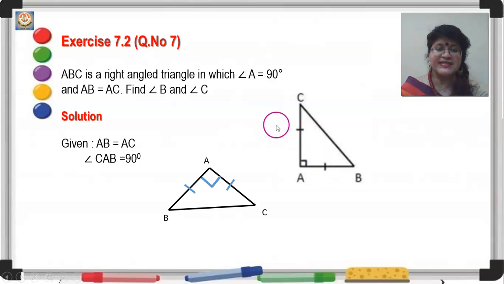It is shown by the same indication. You could even draw it like this where A is 90 degree, AB is congruent to AC. So given these two sides are equal and angle A is 90 degree. This is not a proof. You have to find out what is the measure of angle B and what is the measure of angle C. Let us have a look.